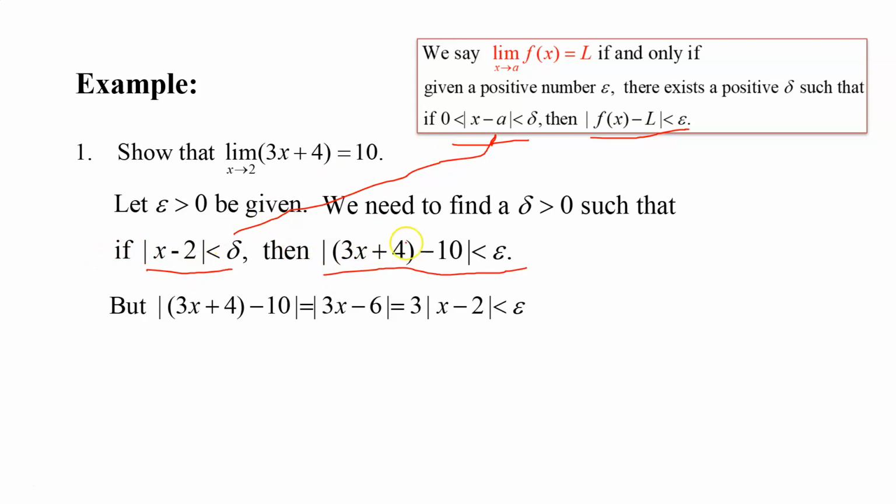Okay, then for this one, 3x plus 4 minus 10. 3x plus 4 is actually the function. This one, the f(x). This is actually your f(x).